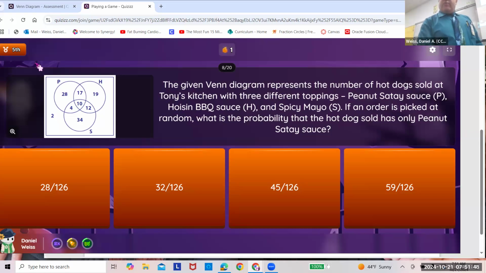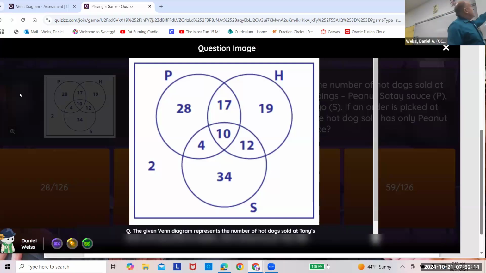The given Venn diagram represents the number of hot dogs sold at Tony's Kitchen with 3 different toppings. Okay. Peanut satay sauce, hoisin barbecue sauce, and spicy mayo. If an order is picked at random, what is the probability that the hot dog sold has only peanut satay? Only peanut satay. So what number would represent only peanut? 28. Okay, 28.